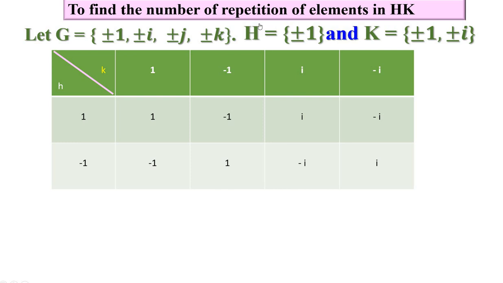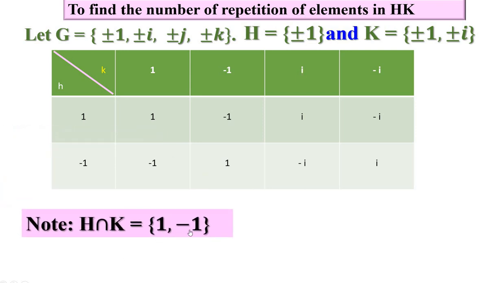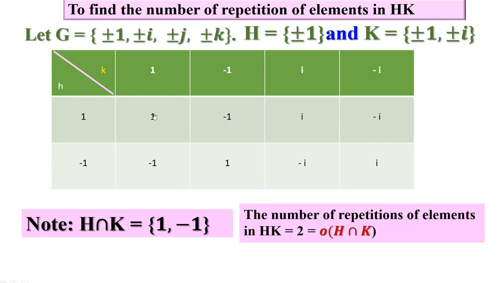So, when we consider the intersection of H and K, obviously it is plus or minus 1. H intersection K is 1 and minus 1, and number of repetitions we have seen is that each element is repeated twice, and that happens to be the order of H intersection K.